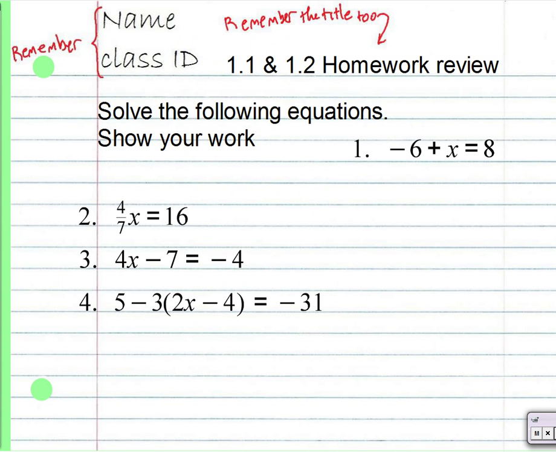Starting off slow here. Negative 6 plus x equals 8. If you don't realize, negative 6 plus x, or x minus 6, it's the same thing. Okay. So what shall we do? How will we get x by itself? Sarah? Well, since it's minus 6, you have plus 6. And then you do it to the other side, it equals 9. Do it to both sides. Why do we do it to both sides?